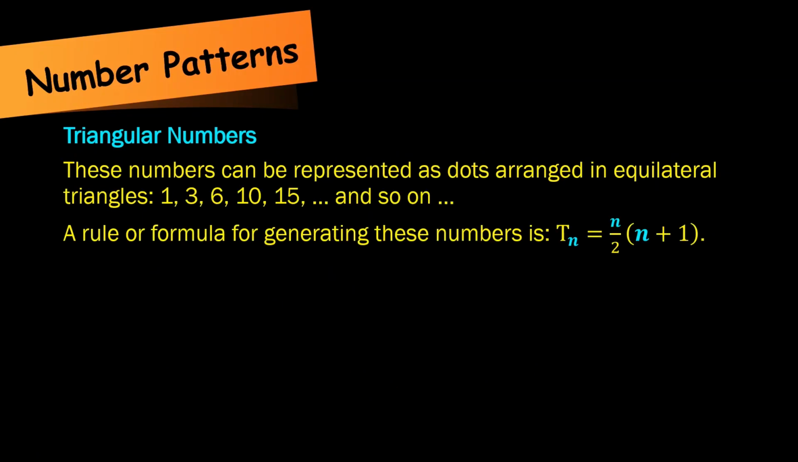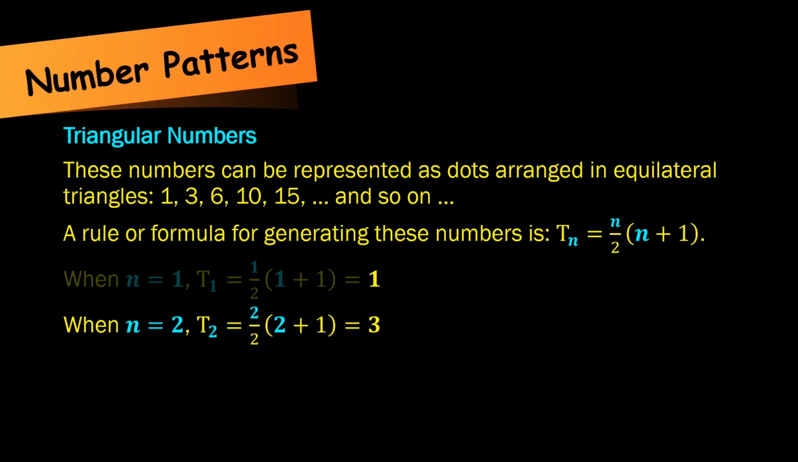A rule or formula for generating these numbers is Tn equals n over 2 times n plus 1. When n equals 1, we have that T1 equals 1 over 2 times 1 plus 1, which is equal to 1.